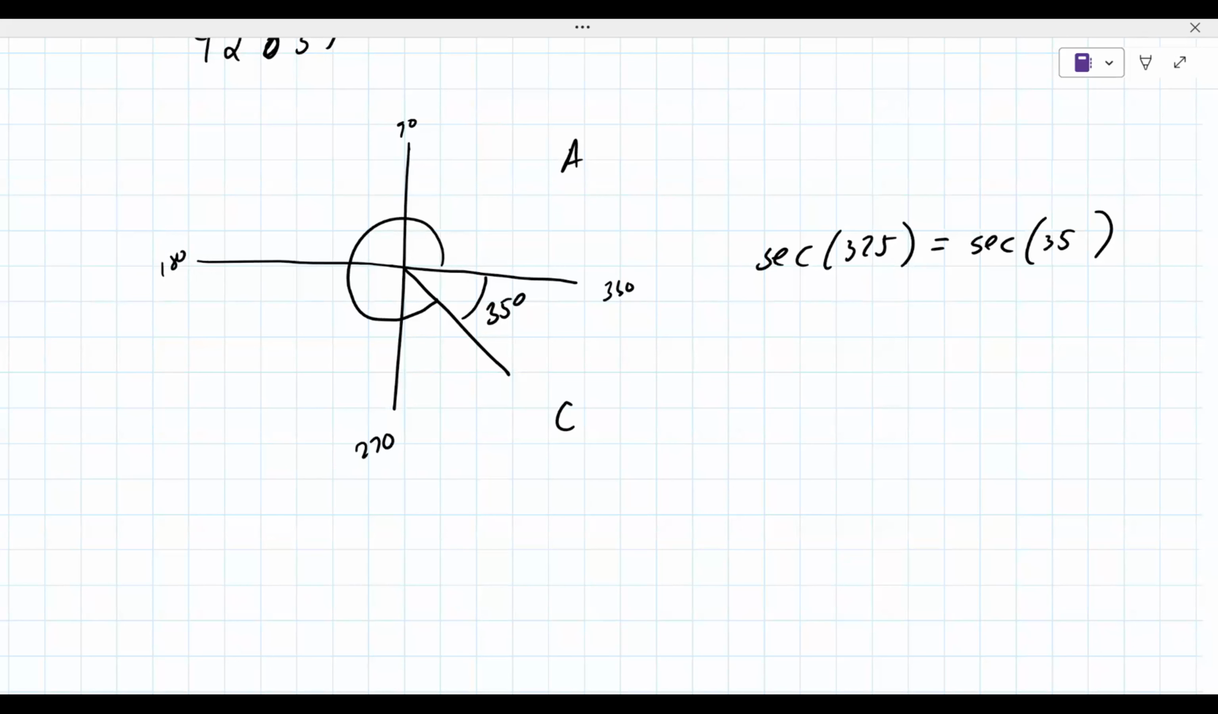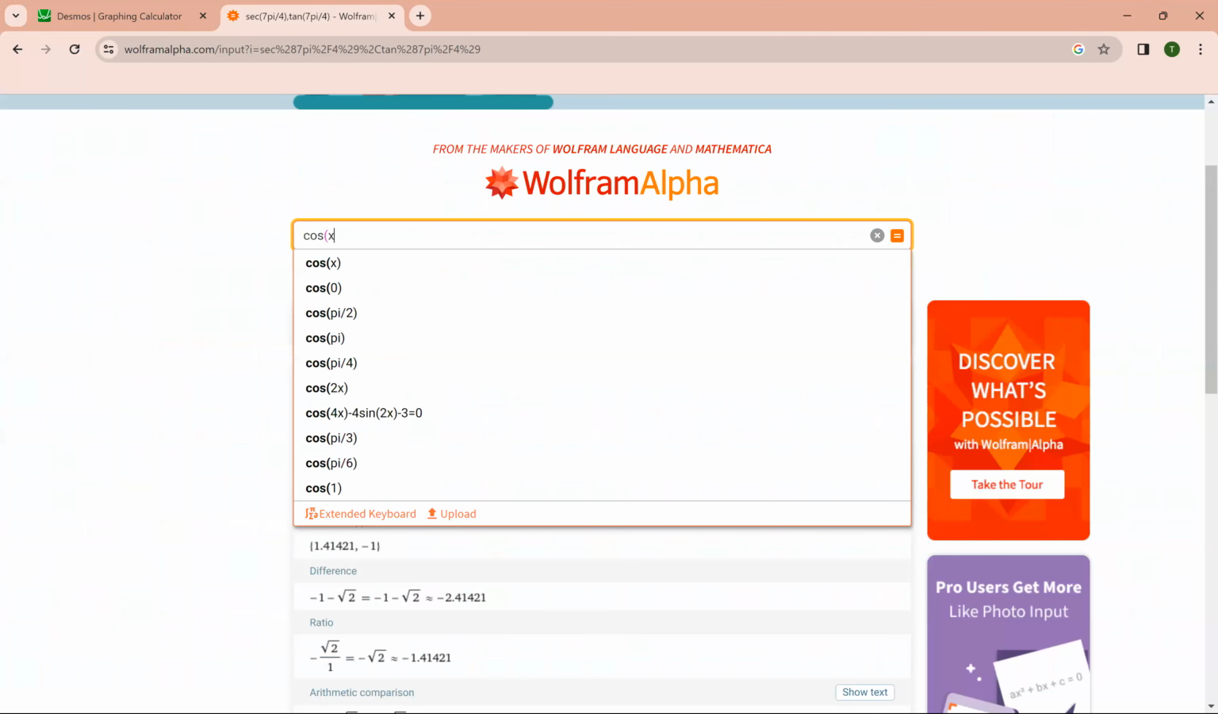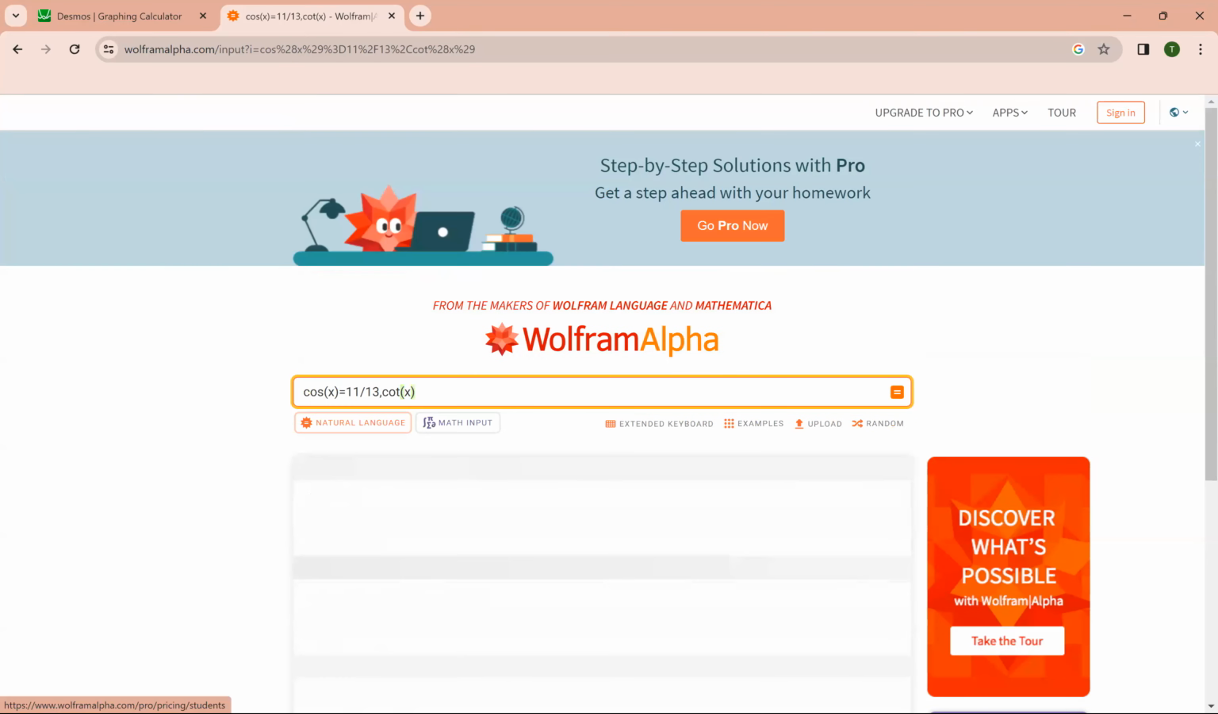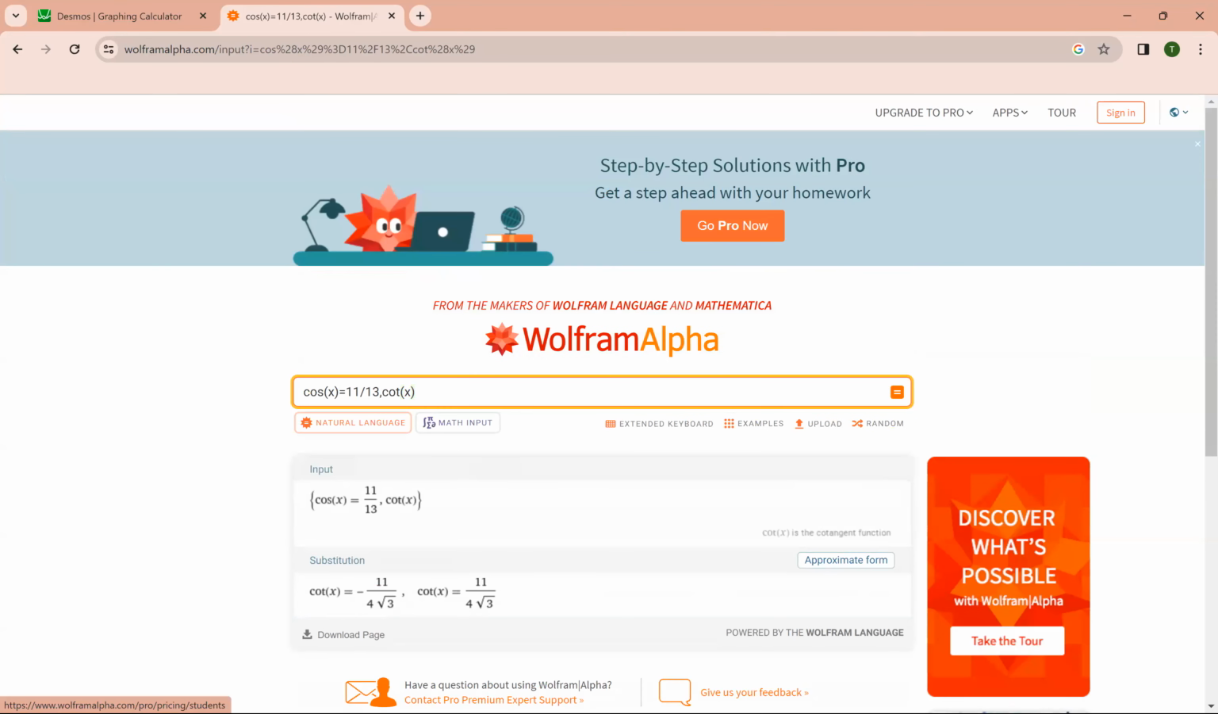So this is a... if you kind of know how to interpret it, which is the whole challenge here, it's really saying the cosine of x is 11 over 13. So what is the cotangent of x? Would that be just 13 over 11?